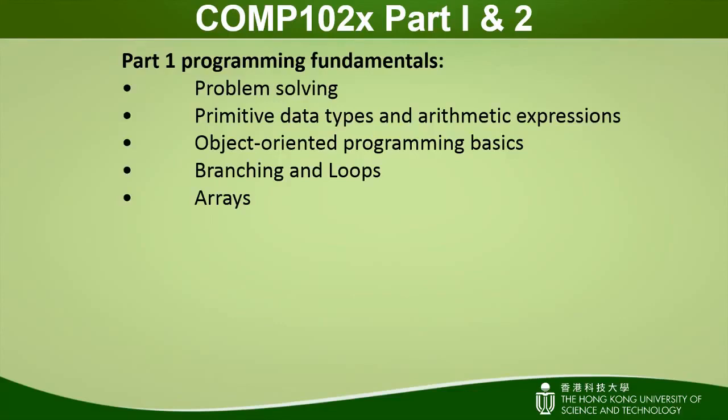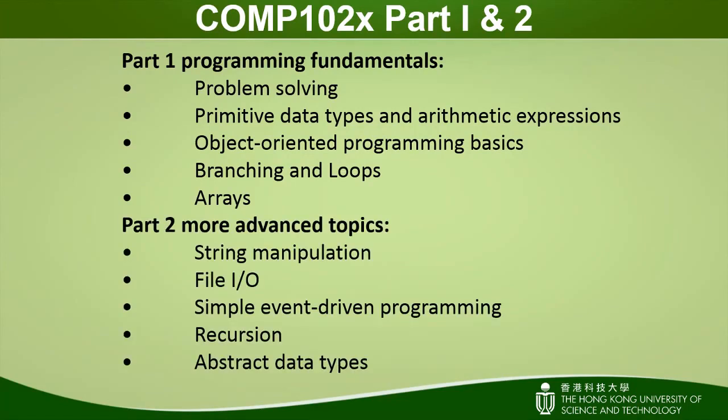In this offering, the course is divided into 2 parts. Part 1 of the course, that is the one that you are taking now, covers some programming fundamentals, including primitive data types, variables, operators and expressions, basic concepts of object-oriented programming, control flow structures including branching and loops, and a simple type of data structure called array. The second part of the course will cover more advanced topics, including character string manipulation, file I/O, event-driven programming, recursion, and abstract data types.